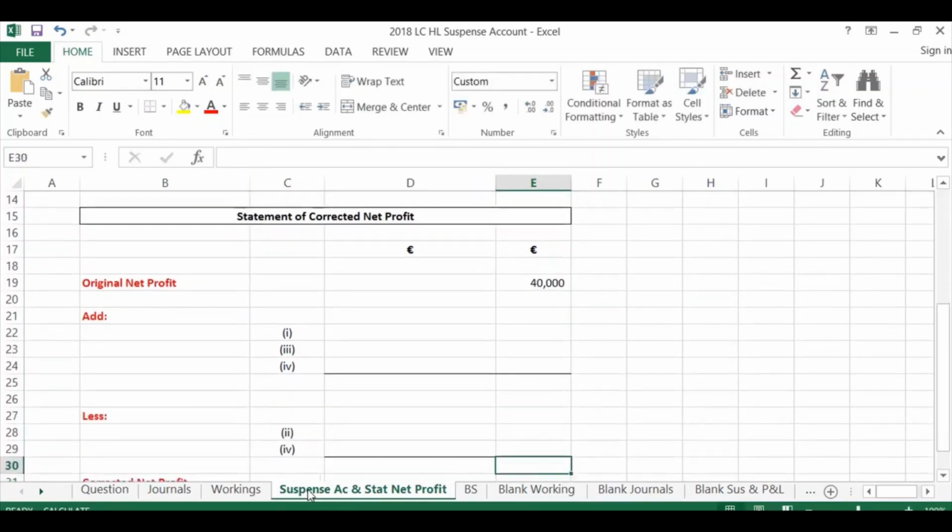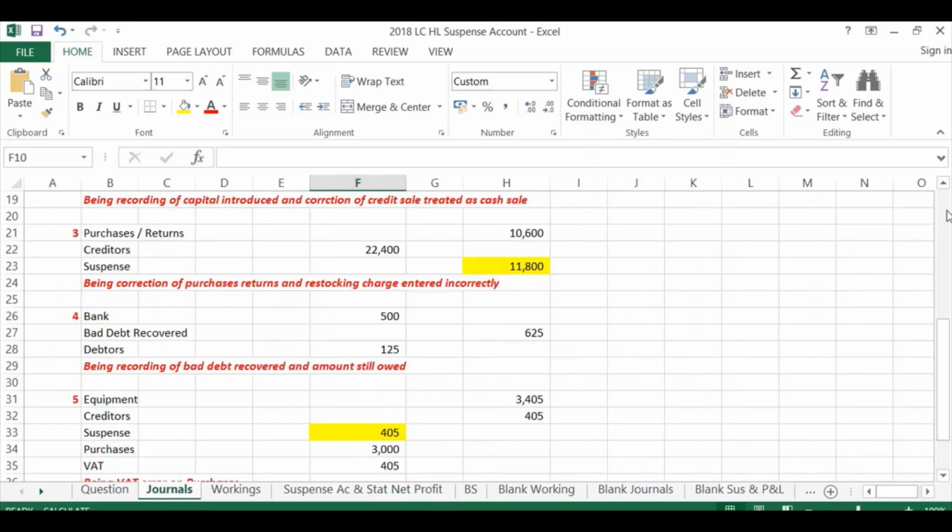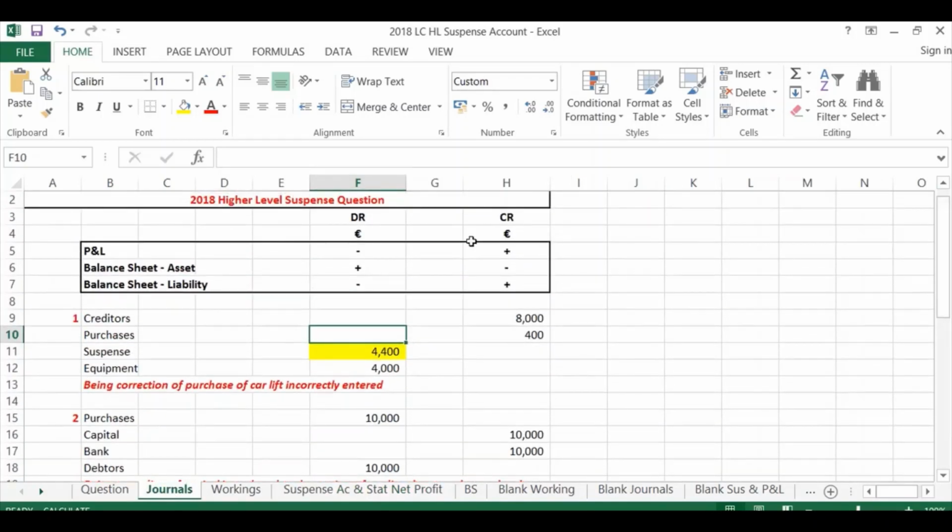Then, with the P&L items in the journals, any P&L items on the right hand side I'm going to add, and on the left hand side I'm going to take away. So if I go back to my journals here, any P&L items on the right I'm going to add, and the left I'm going to take away. That's because P&L items on the right are good, such as income, and P&L items on the left, expenses, are bad. So I'm going to go down through these and highlight my P&L items first of all.